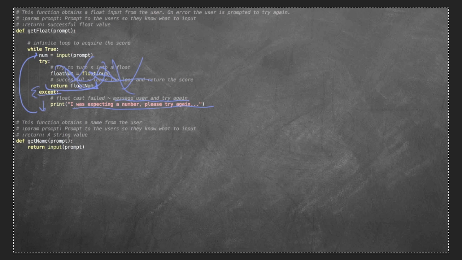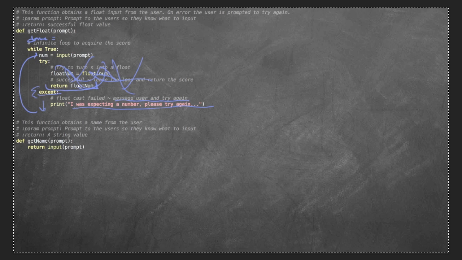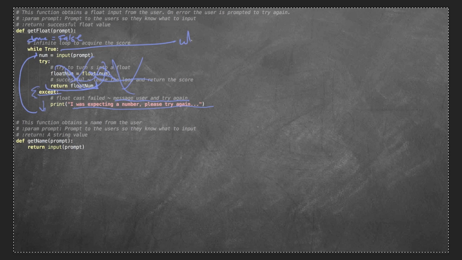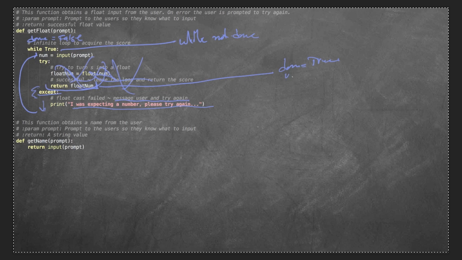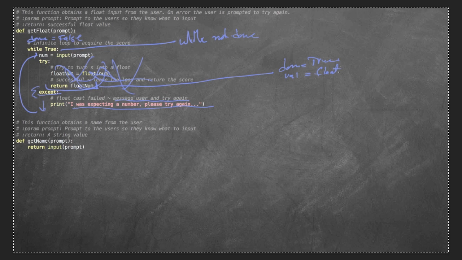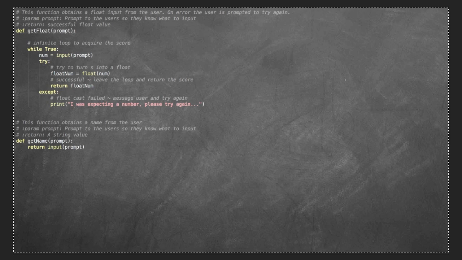Now, other people, what they'll do is in get float, they'll say done equals false. And the while will be while not done. Do all of this stuff. And rather than return float name here, what we will do is we'll say done is equal to true. And we'll make sure that some value is going to be equal to the float number. Hopefully that makes sense. So that's the input.